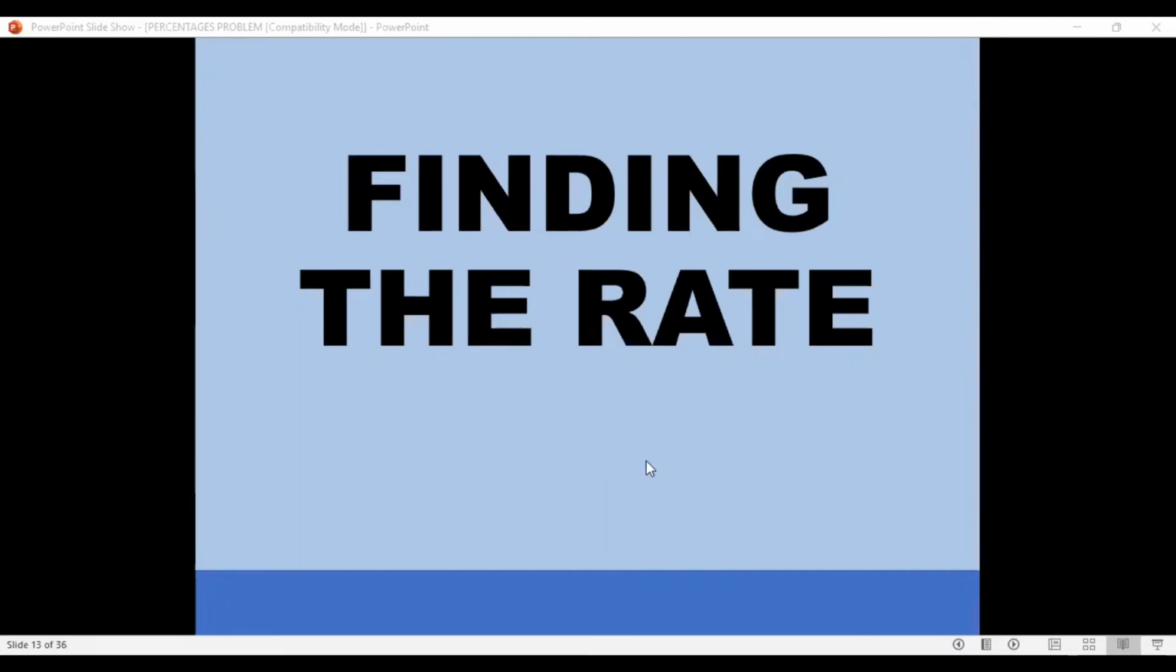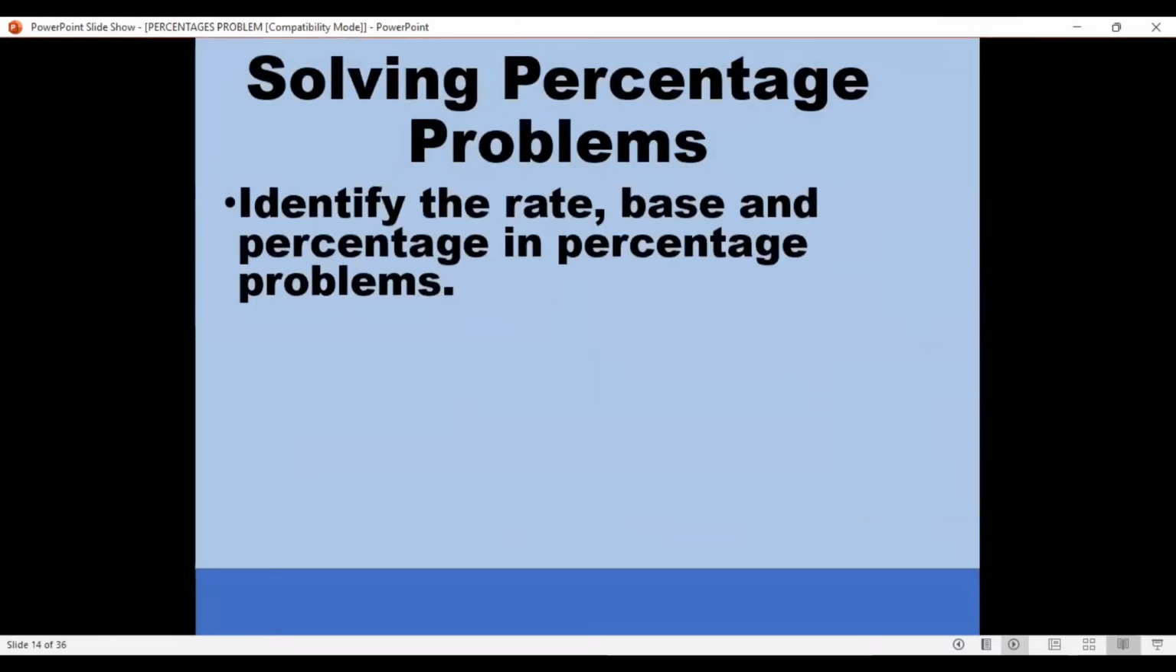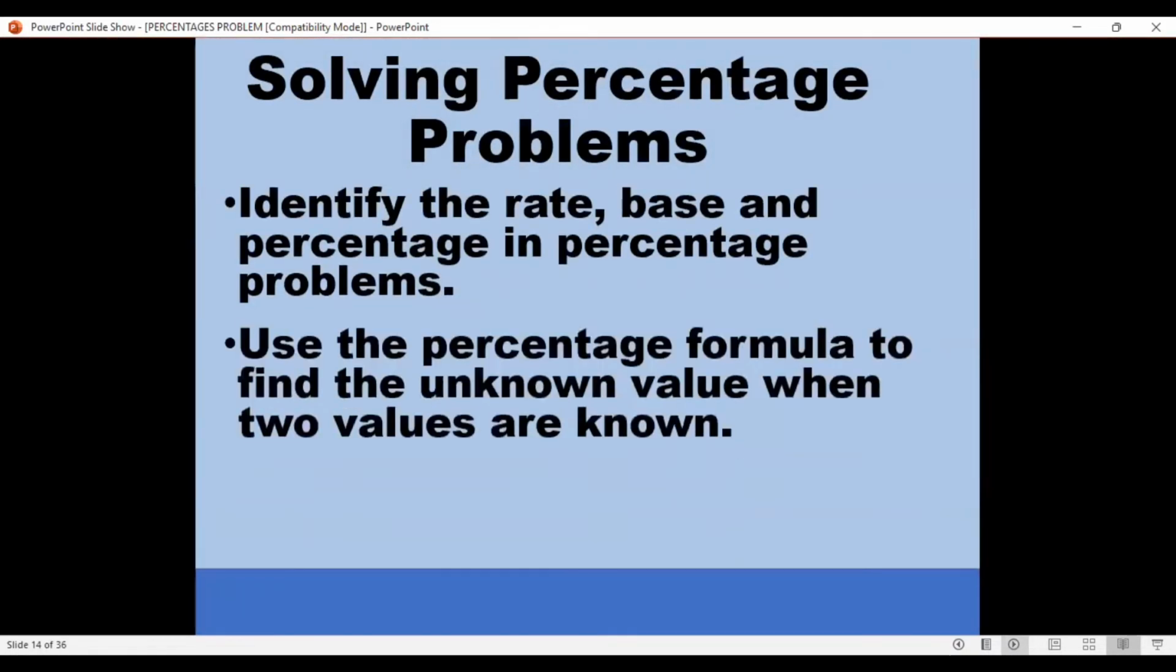Another percentage problem is finding the rate. If you are going to go back to the different things that you need to identify, you have to remember again that it is very important to be able to identify which of the three given is the rate, the base, and the percentage.